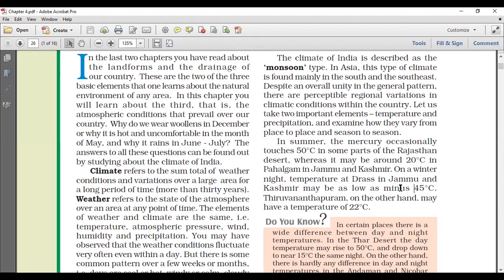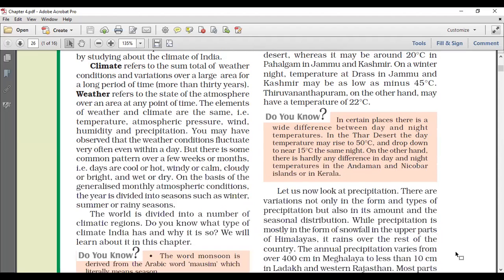Then we can talk about the islands. We can say that the difference between the temperature of day and night is hardly 7 to 8 degrees. Then we talk about the coastal areas, and we say that the coastal areas experience less contrast in temperature, whereas the seasonal contrasts are more in the interior of the country.